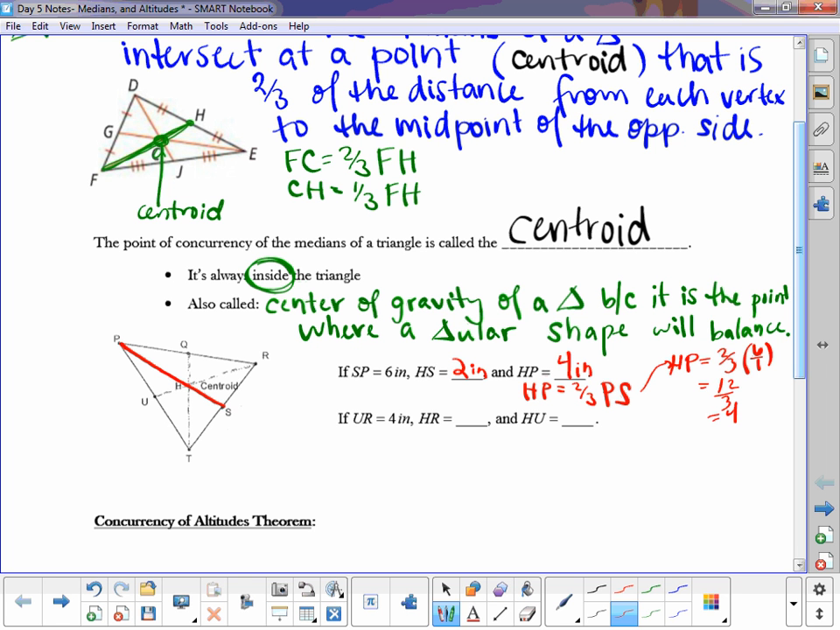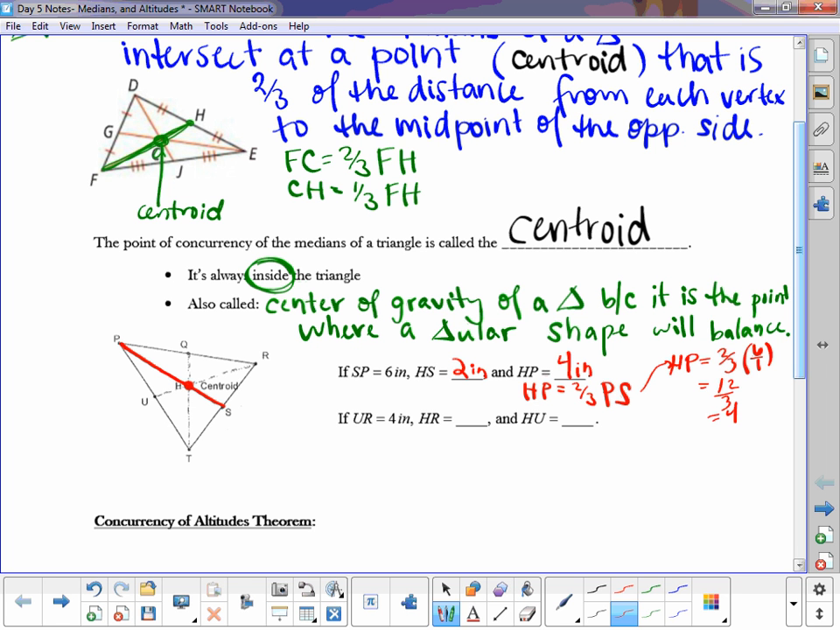So how did you know that HP would be the 2/3? Good question. H is my centroid. The 2/3 is from your centroid to your vertex. Always to your vertex will be your 2/3 piece. Was there another question? I was listening. Perfect. Okay.